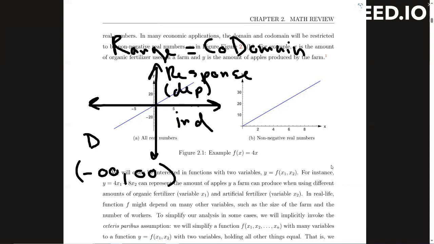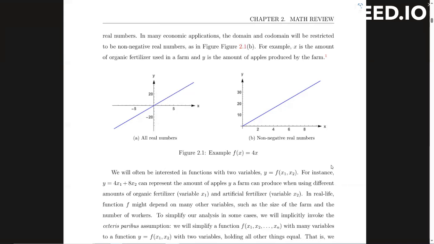Oftentimes we're talking about time or money or something like that. So the domain is generally going to be restricted to positive numbers. So we get a domain quite often of 0 to infinity. Same with the range right there. Those are just two examples of graphs.